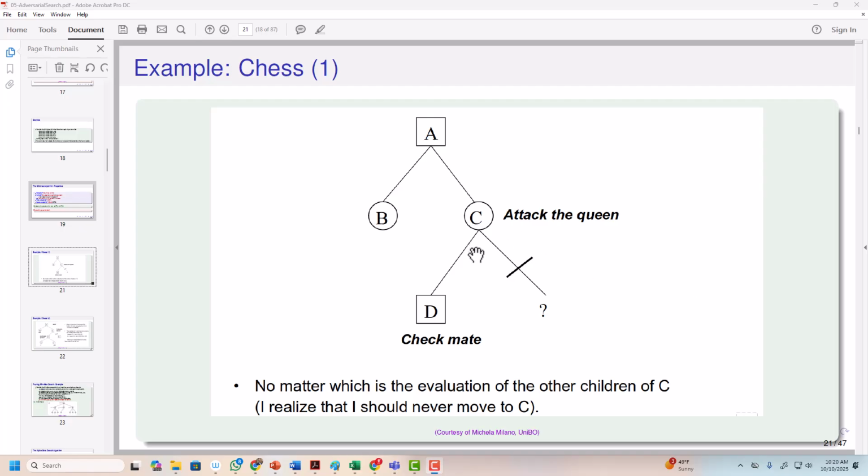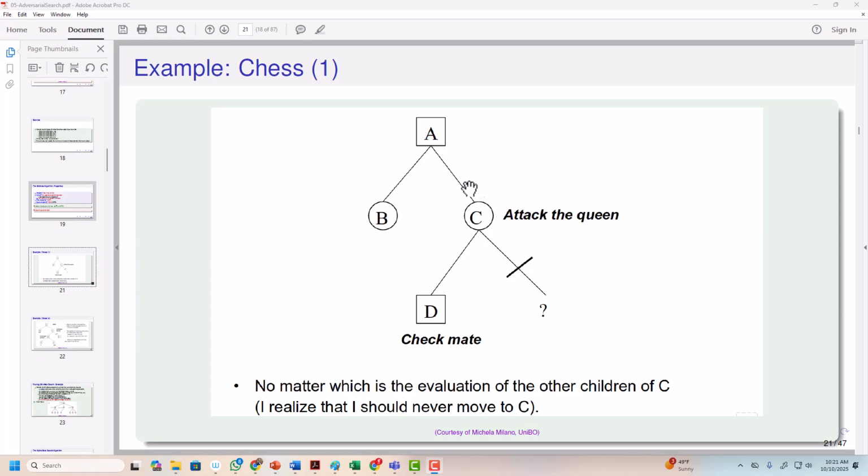Let's see a more practical example where A is the max and the next layer is the min. In the min layer there is one branch which is B and the other branch C, where the queen is being attacked by min. And from C we have an option to go to checkmate of A, or the max. So no matter what the evaluation of the other children of C is, you don't really want to go to C because you might end up in checkmate. Whatever the other option, it doesn't really matter because min will then take you to checkmate.